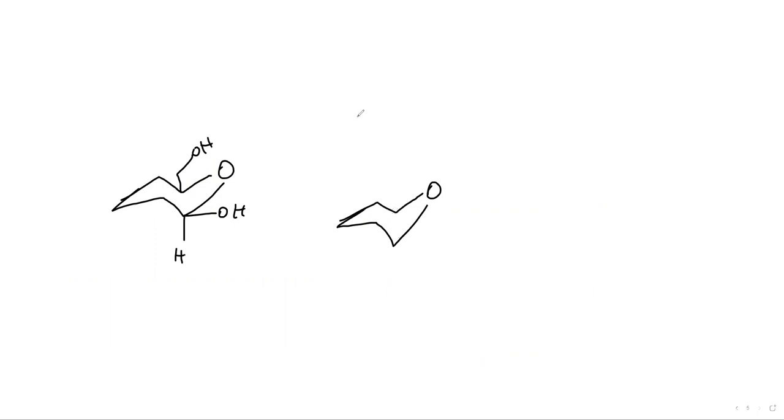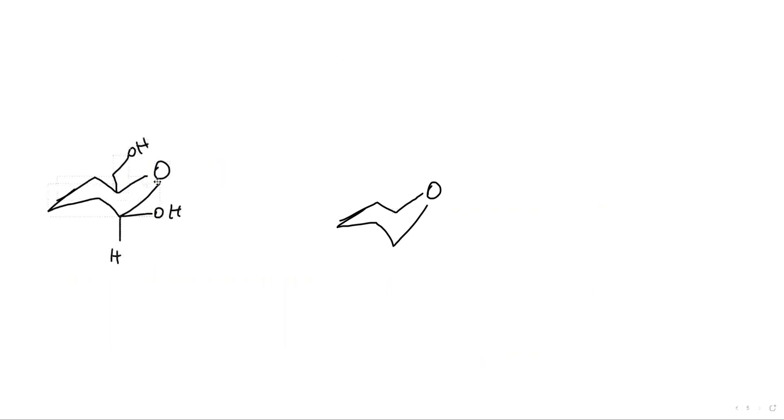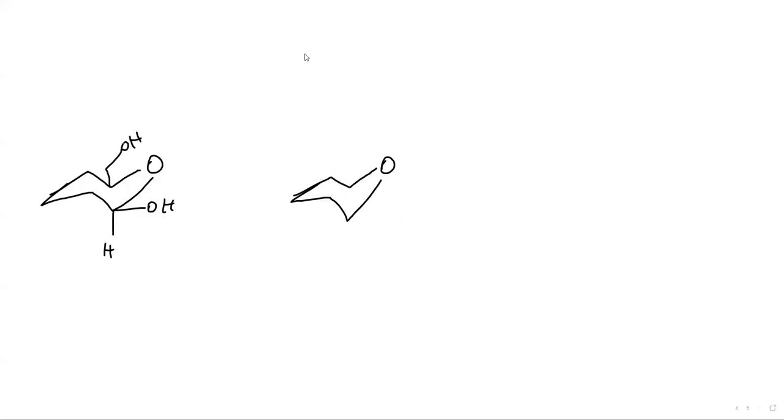Oh, shoot, sorry, I'm tripping on my own words. Let me say this again. So there's 2 forms of D sugars that we can have. That was correct the first time. We can have this one, and we can have this one.